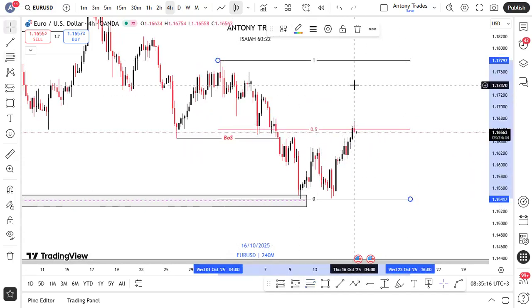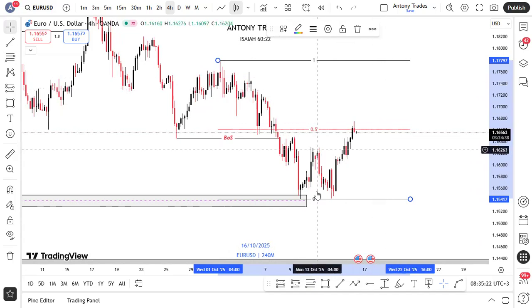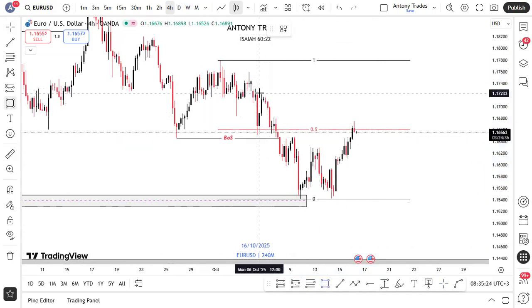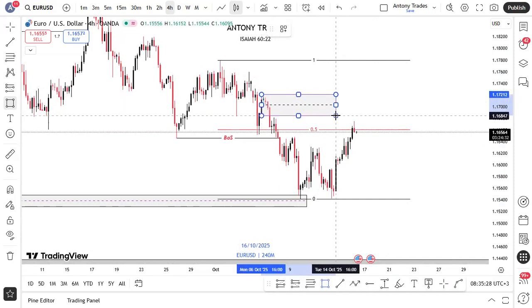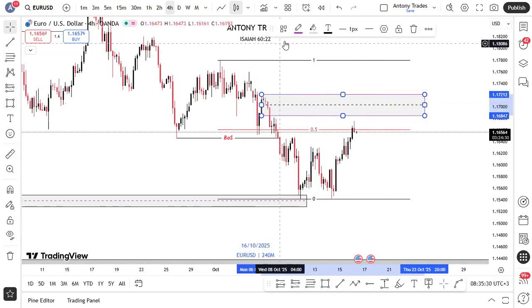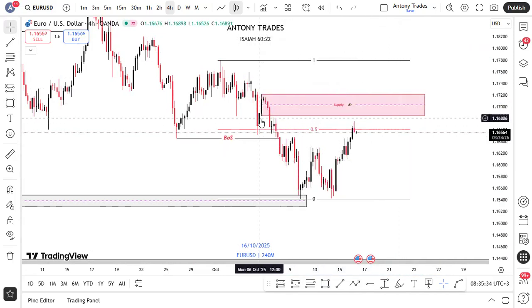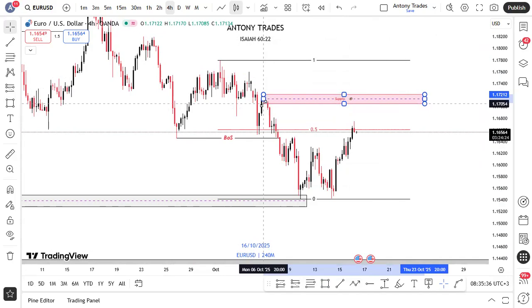Then I wait for the market to come to the discount area. And this is my, not discount, but the premium. This is where I will mark my point of interest. And which point of interest is visible here? We have this order block here. That is my supply zone. I can also refine it to this candle here.